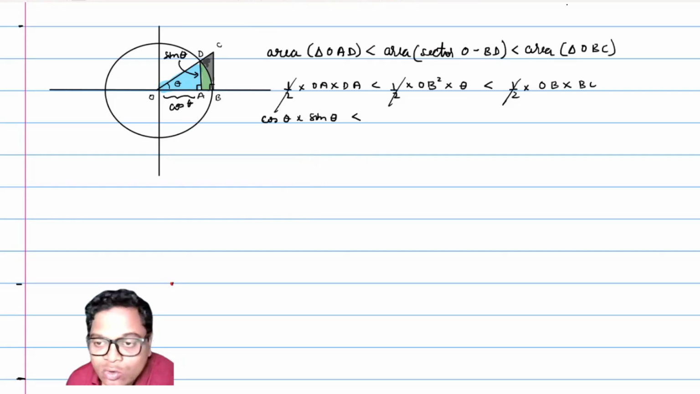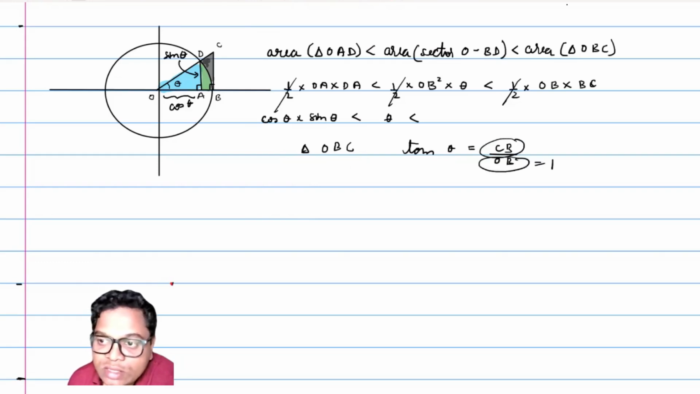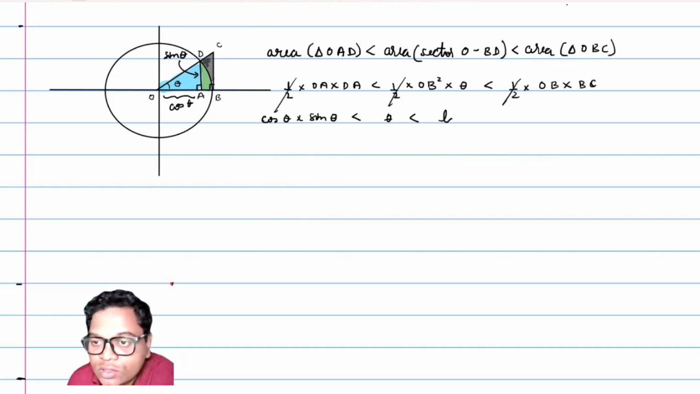Now OB is equal to 1 because this is a unit circle. So that is left with just theta. And then you have OB again, that's 1. But BC. Now BC is termed as tan of theta. So in triangle OBC, tan theta is opposite upon adjacent, and the adjacent side is 1. So therefore CB is nothing but tan theta. So let me write that over here.